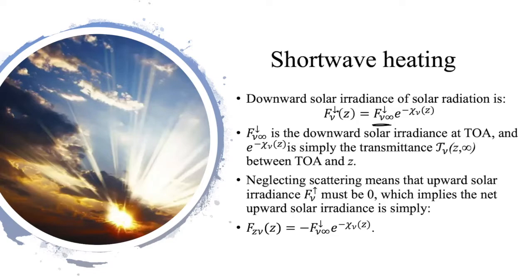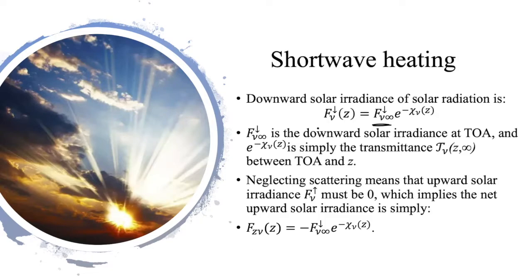We are neglecting scattering, however, and so the upward solar irradiance must be zero, right? Because there's no shortwave heating that is caused by the surface of the Earth, okay? And therefore there is no backscattering, and no emissions from the surface of the Earth.